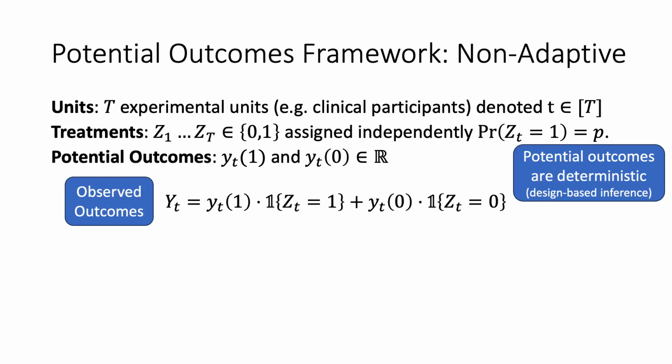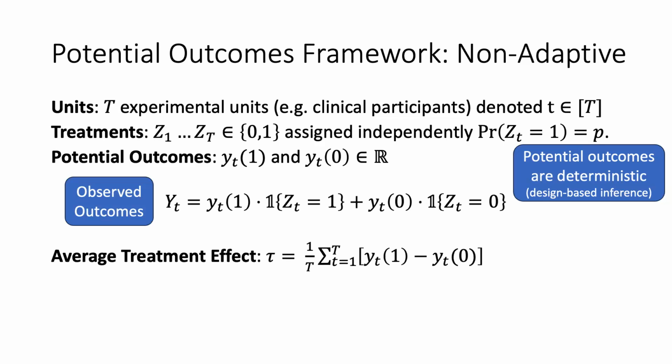If you get assigned the treatment, we'll observe YT1. If you get assigned the control, you'll observe YT0. And the observed outcome is a random quantity because treatment assignment itself is random. But again, the potential outcomes are deterministic here. And what we seek to estimate is the average treatment effect, which is simply the average over all the units in my experiment of the contrast between their outcome under treatment and their outcome under control.